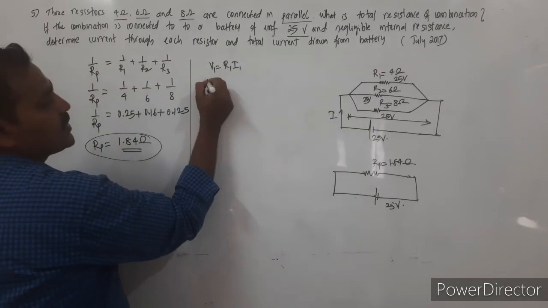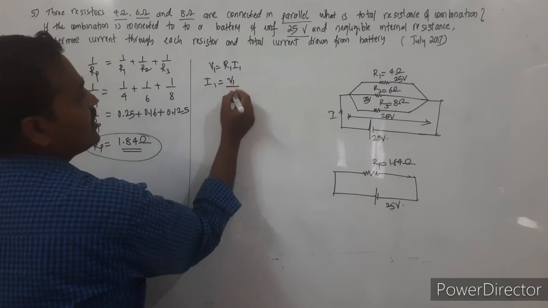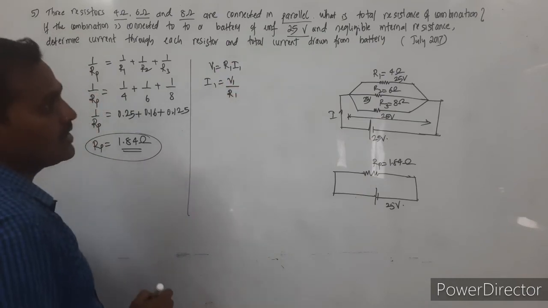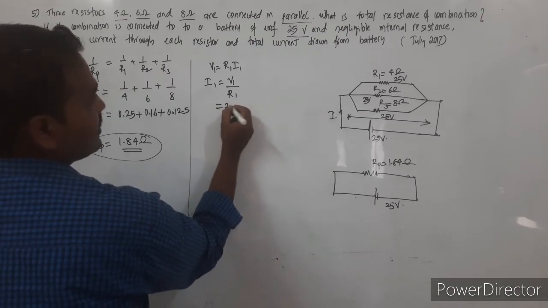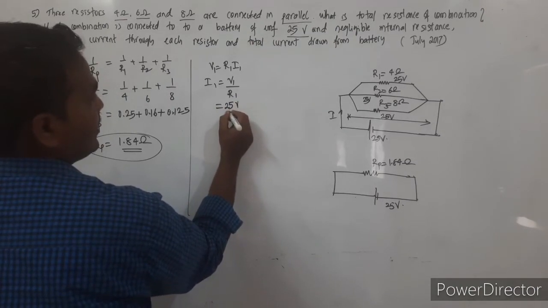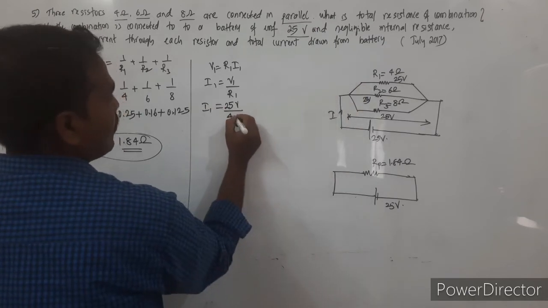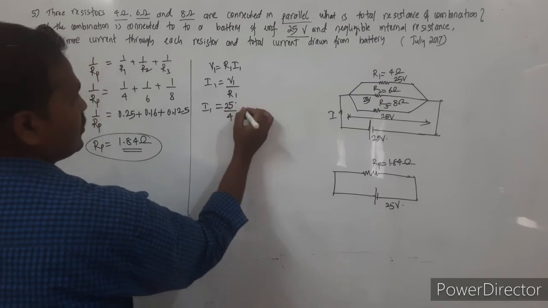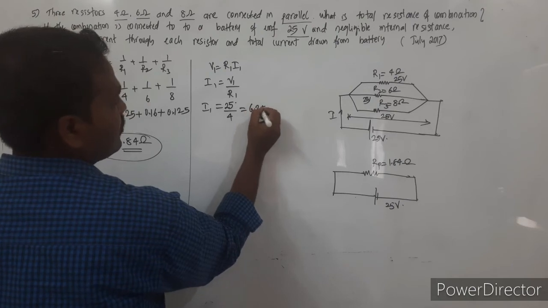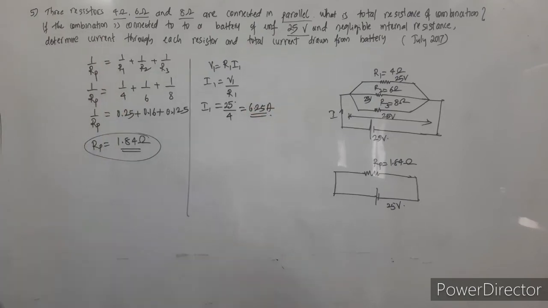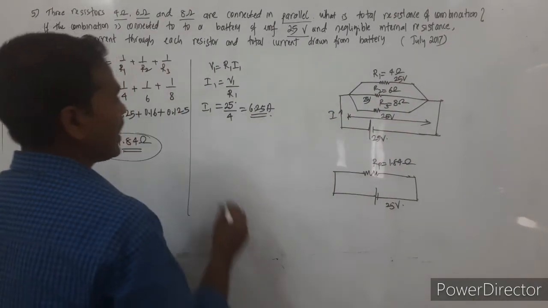When I consider the first resistor, by Ohm's law I can write V1 is equal to I1 into R1. So by this equation I can calculate the electric current through the first resistor: I1 is equal to V1 divided by R1. V1 is 25 volt divided by R1, that is 4 ohm. So this is equal to 6.25 amperes. This is the value of current through the first resistor, that is 6.25 ampere.